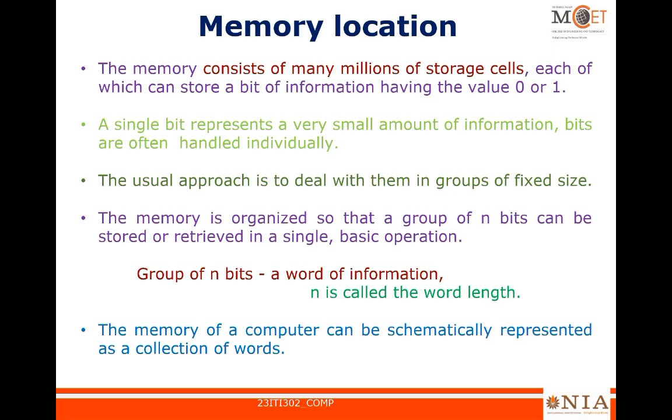So this group of n bytes gives us a value, the word of information. That word of information is what is called a word length. The thing we need to concentrate on here is that this memory consists of many millions of storage cells, in groups of n bits. That group of n bits represents a word of information. That n value is called the word length. So the memory of a computer can be schematically represented as a collection of words.